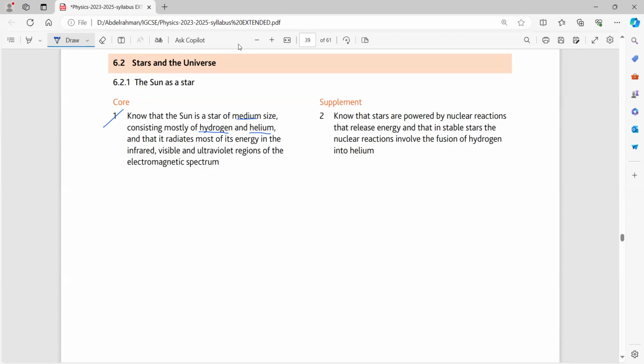Most of the energy radiated by the sun: we have 3 types of energies radiated by the sun: infrared, visible light, and ultraviolet. You have to memorize them. Know that the stars are powered by nuclear reactions, and these nuclear reactions are called nuclear fusion. Not just any reaction, not just any nuclear energy, no, nuclear fusion inside the stars.